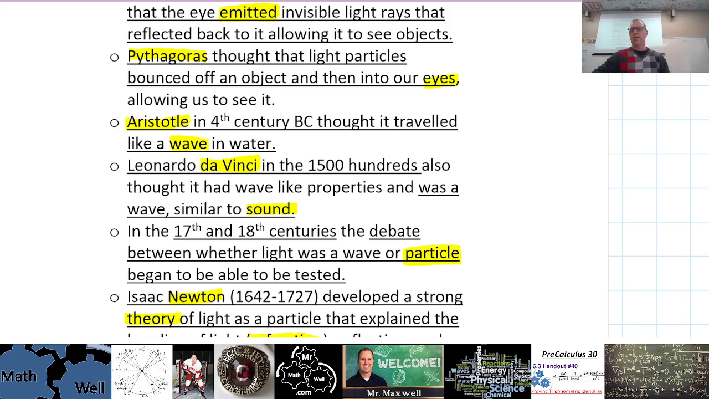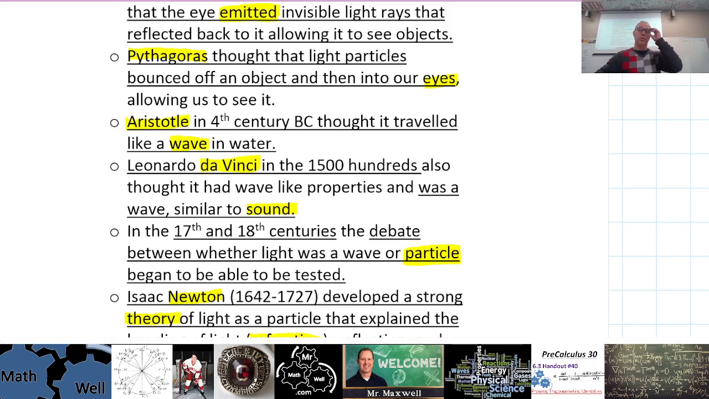So when instrumentation and the experimental method started to develop, more experiments could be done and more data was collected, and science developed quite a bit there. And so the idea that light was acting like a particle began to be tested. Obviously a wave would be just sort of this mush of energy, but not really an actual thing.